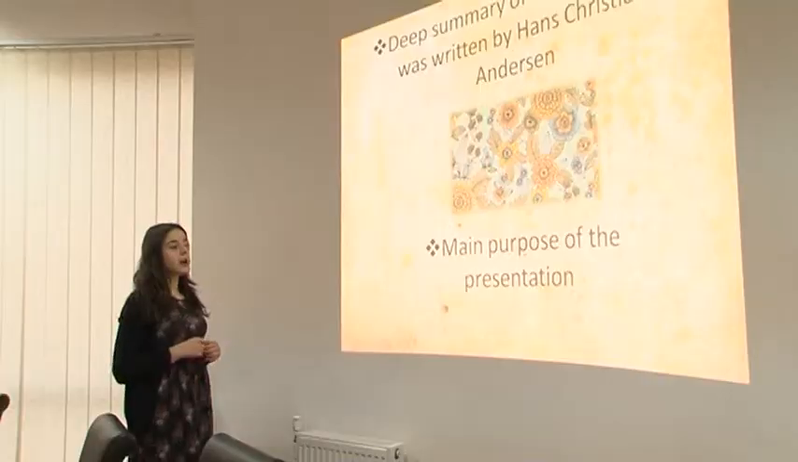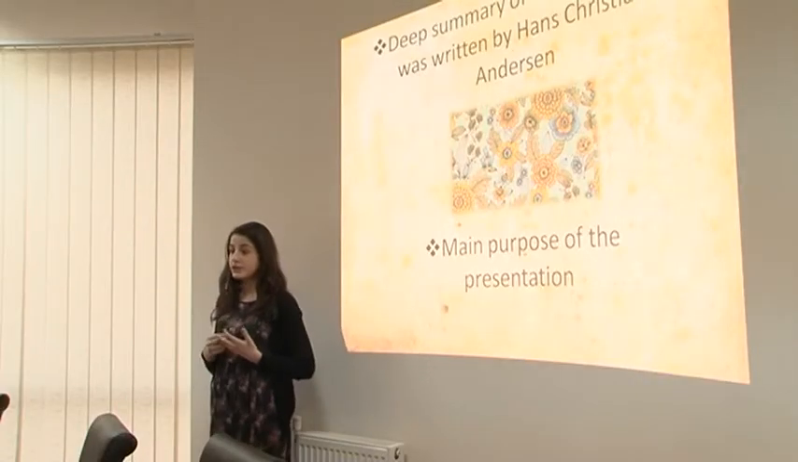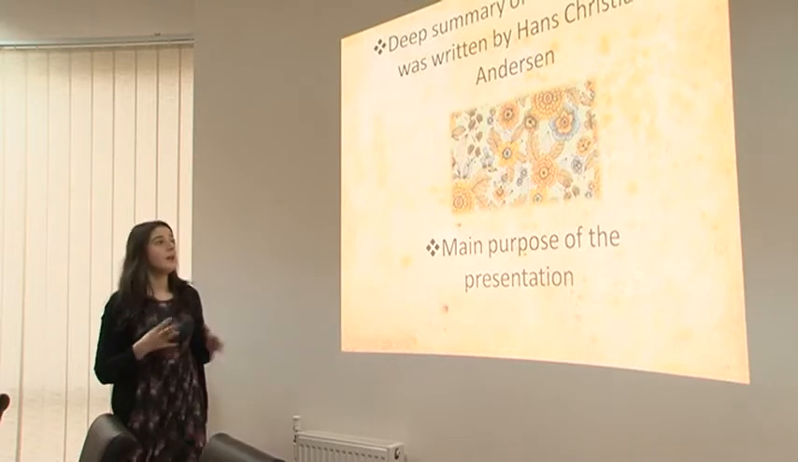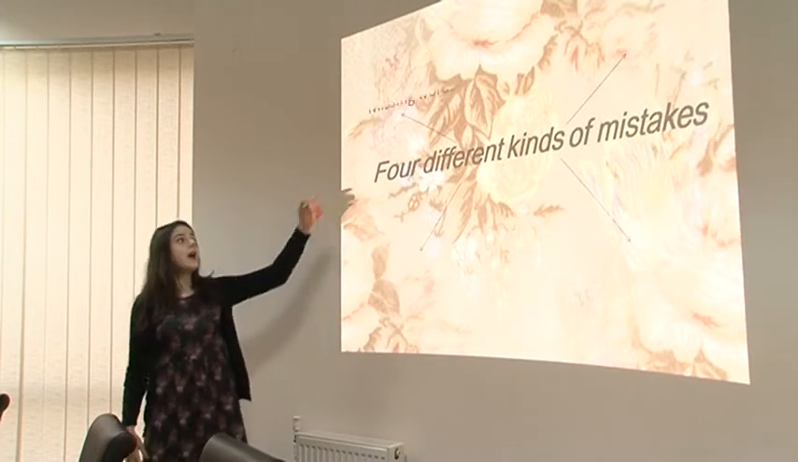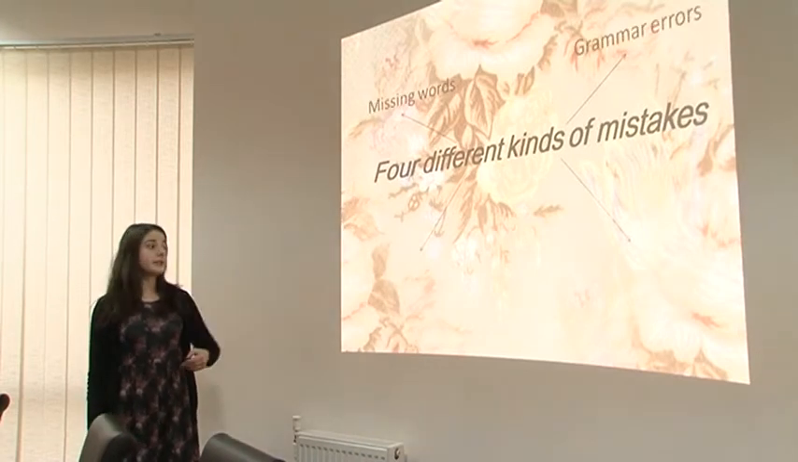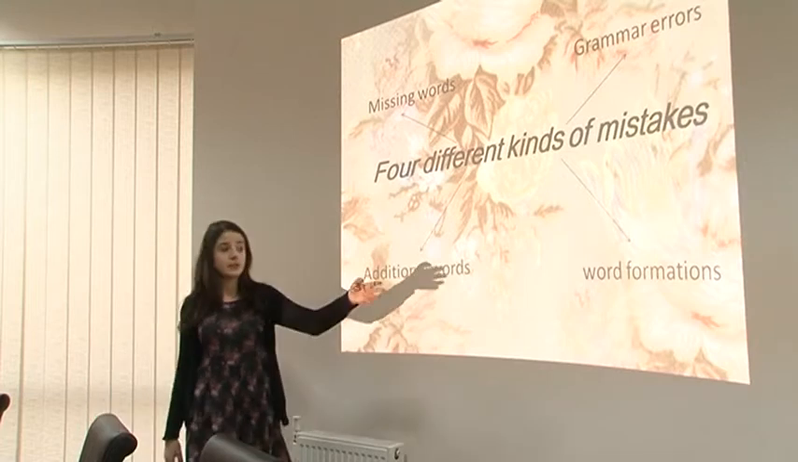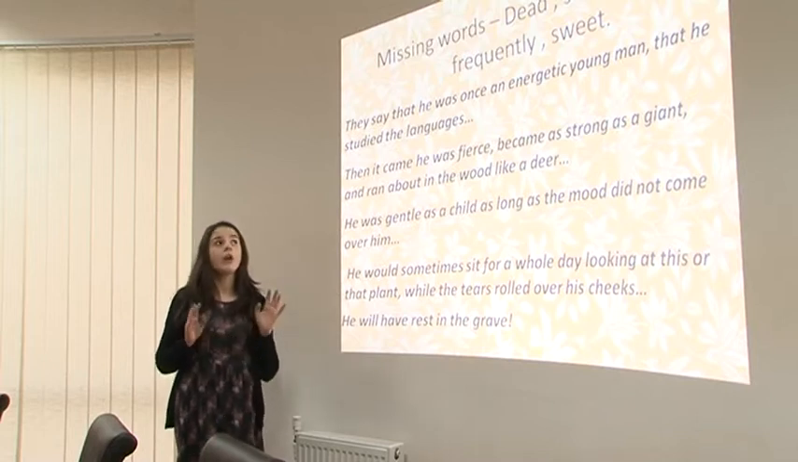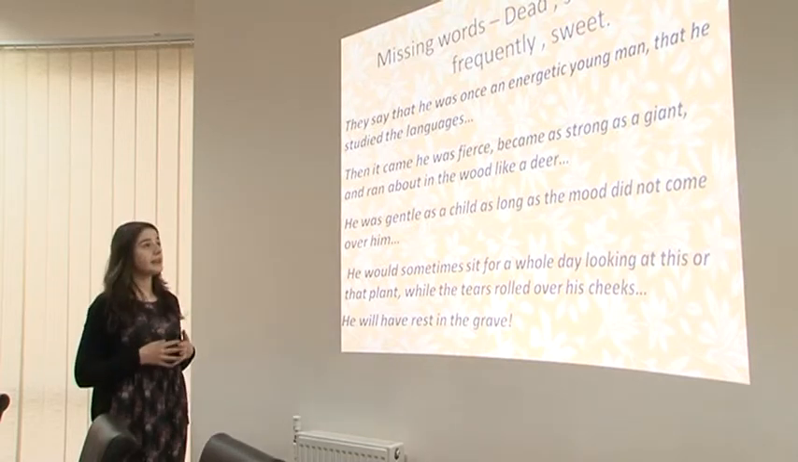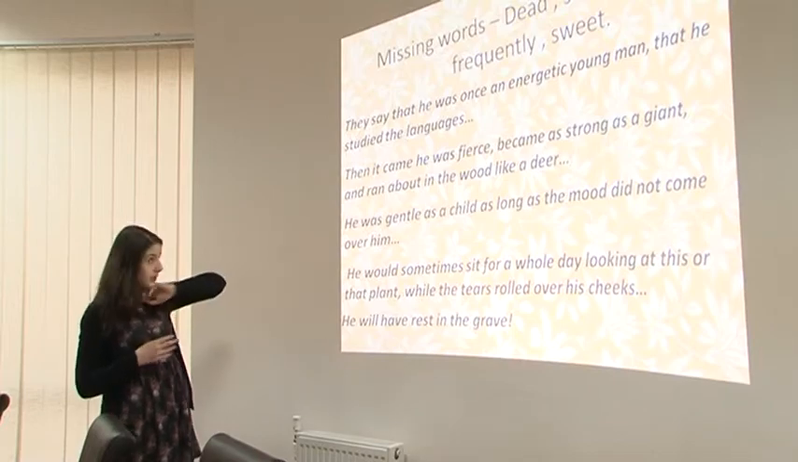Hello, this is group AA8 and they are going to show you a presentation about different topics and now let's see their presentations. So, the main purpose of the presentation is correction of the mistakes. So, let's see 4 different kinds of mistakes which were done in this text. First is missing words, second is grammar errors, third is additional words, and fourth is word formations. Let's start with missing words. Here we have 5 missing words given, which are dead, sullen, chase, frequently, and sweet.